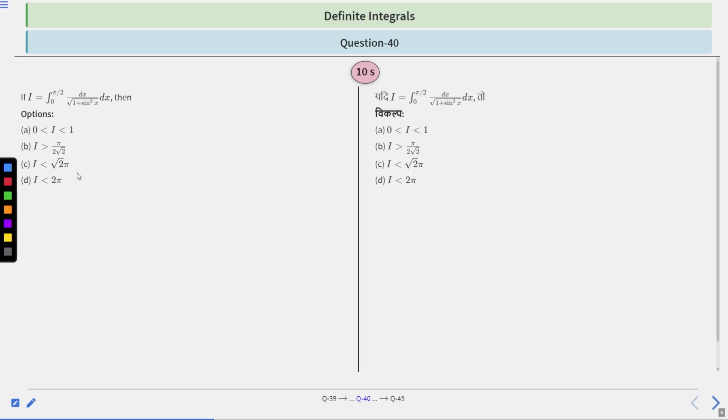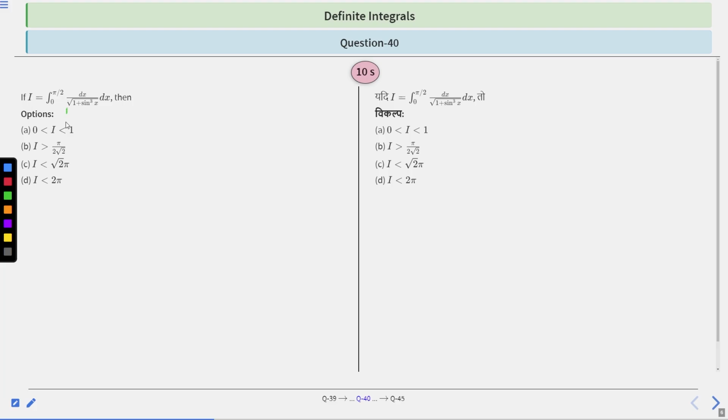So see, to solve this, we can do two things. First, you can convert this equation into a simplified form, so that it becomes an integrable form. And next, you can use the property that the integral from 0 to pi by 2 of f(x) dx is equal to the integral from 0 to pi by 2 of f(pi by 2 minus x) dx. In this way, you try to approach this question. If you have another method in mind, you can apply that also, but the answer will not change.